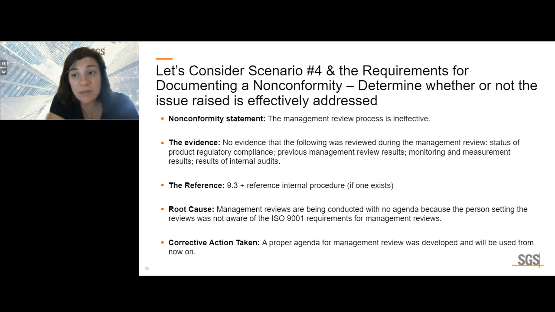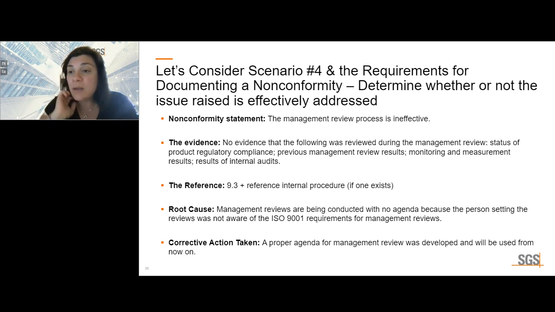That's not being addressed in the corrective action. Training is not being addressed in the corrective action. Competency is not being addressed in the corrective action. It's fine that you are fixing the problem by saying that there's going to be a proper agenda, but you're not addressing all of the elements that are suggested in the root cause. And this is something that many organizations struggle with. So be careful about that.